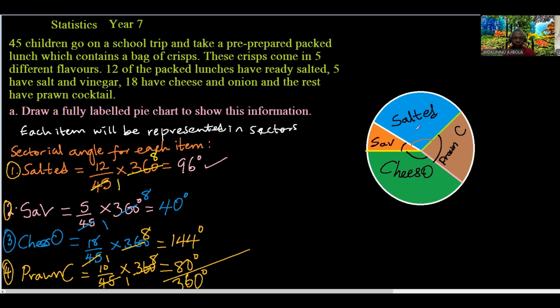I may not include the angle, but this is 96 degrees, 40 degrees, 144 degrees, and 80 degrees. And obviously our 80 degree is smaller than 96, so it's justified on the pie chart. I'm going to give you some time to put these details down in your book. Then we'll move to the second part of the question. All right, so just let me know once you're done.